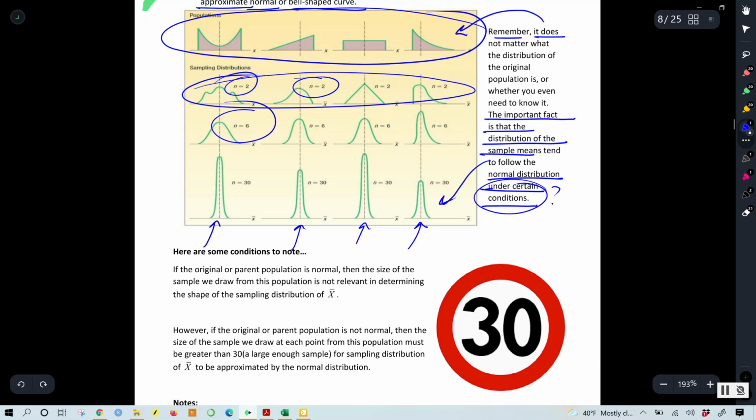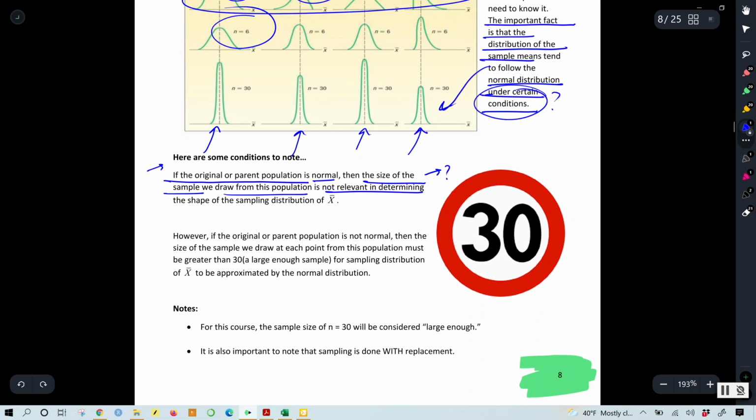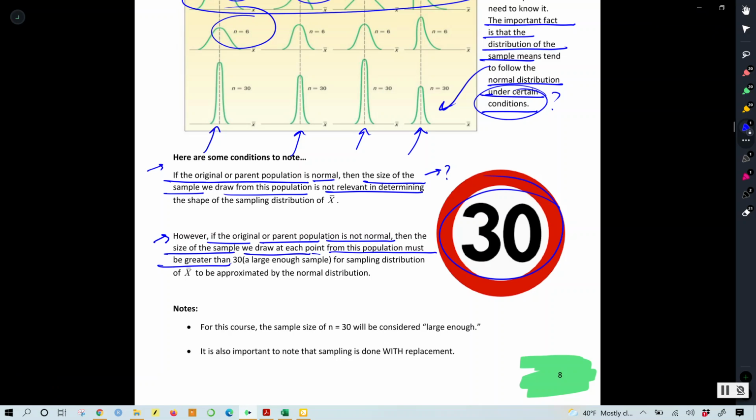What are those conditions? For one, you should note if the parent or original distribution is a normal distribution, then the size of the sample we draw from this population is not relevant. We will discuss more about that soon. Then, if the original or parent distribution is not a normal distribution, then the size of the sample we draw at each point from this population must be greater than or equal to 30, precisely, for the sampling distribution of the sample means to be approximately normally distributed.